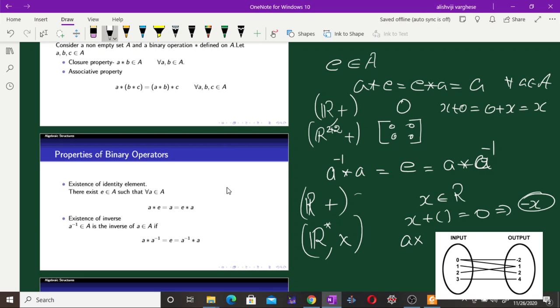a into something is equal to the multiplicative identity. The multiplicative identity is 1, and obviously this something is nothing but 1 by a, and 1 by a is obviously an element of R, because a is not equal to 0. 0 is not an element of R star, so a is not equal to 0, so 1 by a belongs to R, and therefore the inverse of each and every arbitrary a belonging to R star exists, and therefore it is said to have an inverse.